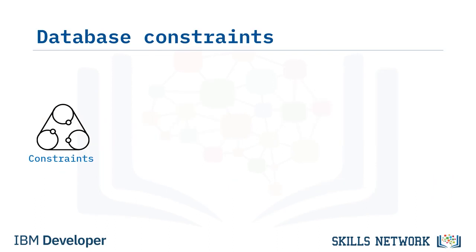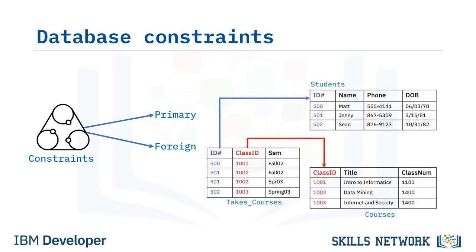Some common relational database constraints are primary and foreign keys. A primary key is the column or columns that contain values that uniquely identify each row in a table. In this figure, the primary key is ID. A database table must have a primary key defined to insert, update, restore, or delete data from a table.